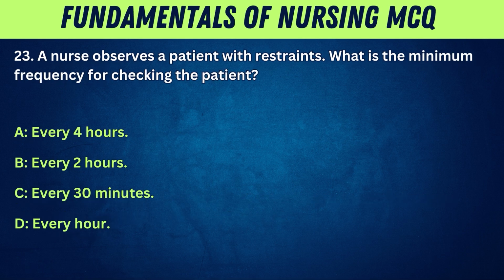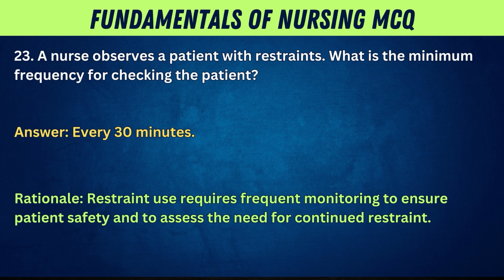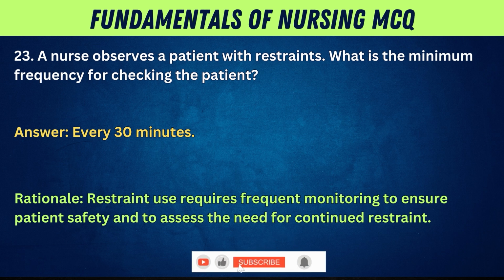23. A nurse observes a patient with restraints. What is the minimum frequency for checking the patient? A. Every 4 hours. B. Every 2 hours. C. Every 30 minutes. D. Every hour. Answer: every 30 minutes. Rationale: restraint use requires frequent monitoring to ensure patient safety and to assess the need for continued restraint.